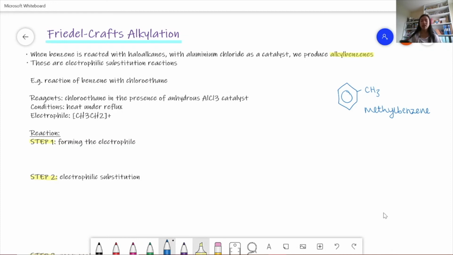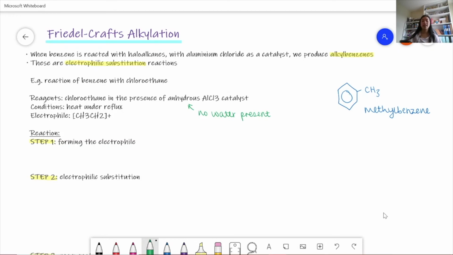And the reactions that we see are electrophilic substitution reactions. So from this we know that the attacking group is an electrophile, and the electrophile substitutes for a hydrogen. So the example we're going to look at is the reaction of benzene with chloroethane. So the reagent we're using is chloroethane, and we're using anhydrous aluminium chloride. So anhydrous just means without water. So there's no water present. And the condition is we're going to heat it under reflux.